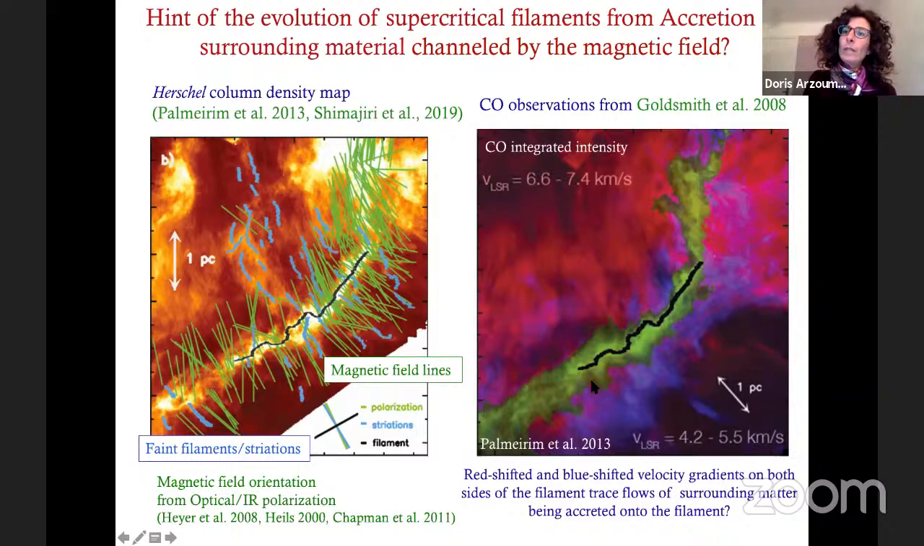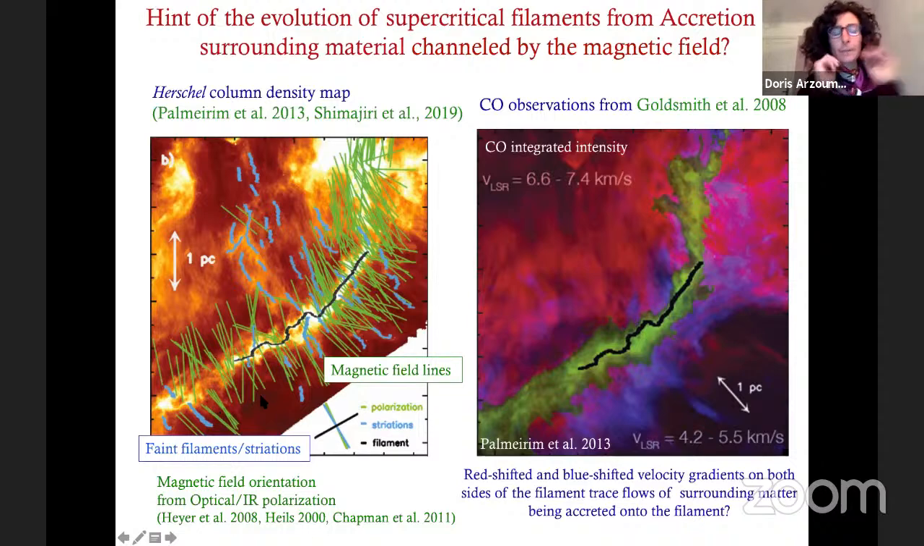And then in blue and red, it's the surrounding medium, which shows matter which is falling onto the filament. So it's redshifted and blueshifted because part of the gas is coming towards us and the other part of the gas is going away from us. But if we have a 3D geometry of what's happening, then we can say that most probably the gas is infalling onto the filament. And on the left-hand side, the background image is a column density map from Herschel.